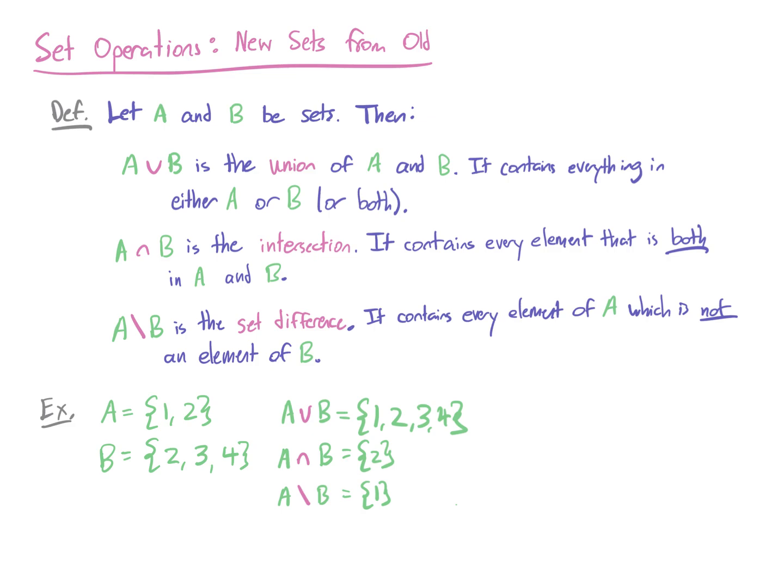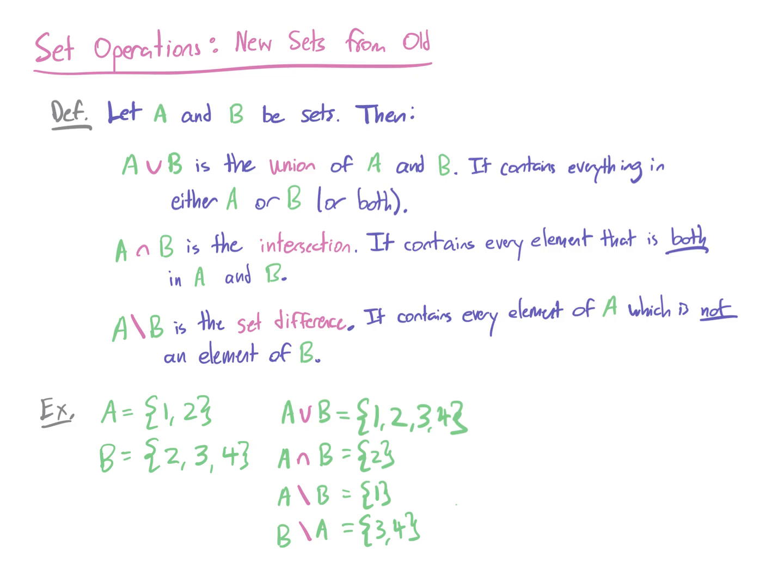If I consider B set minus A, that could give me a different answer, potentially. So here I'm looking for every element that's in B but not in A, and that lands me with the 3 and the 4.